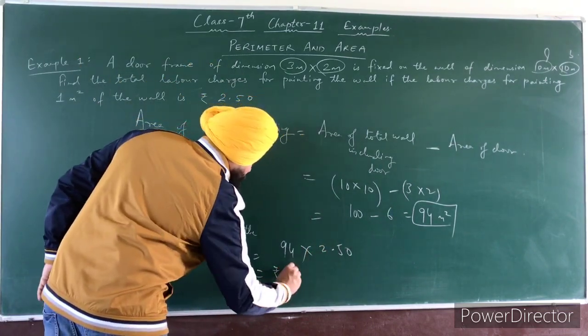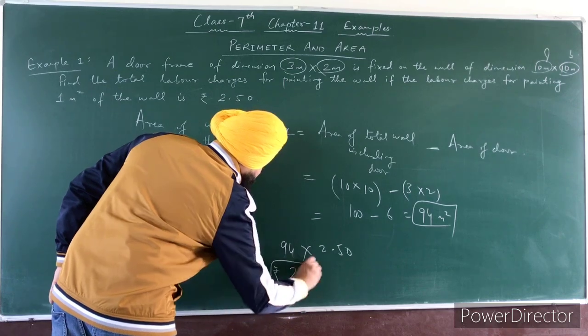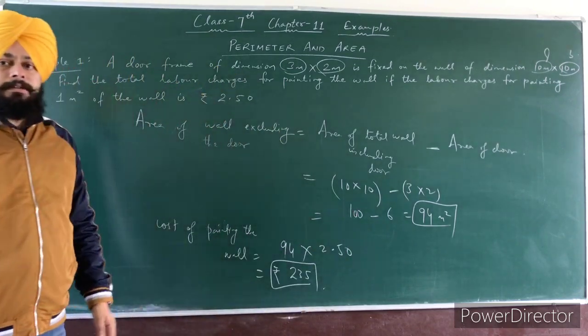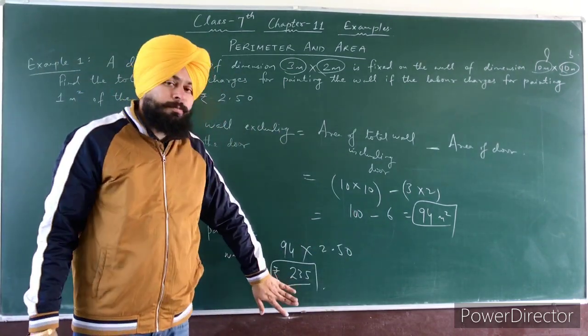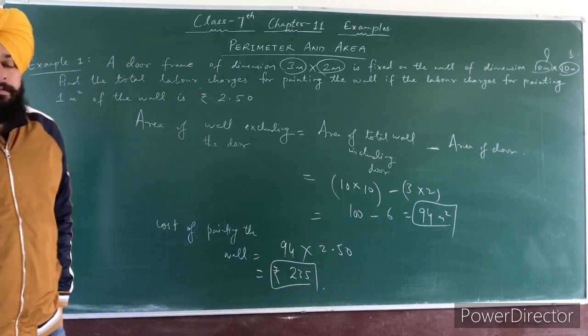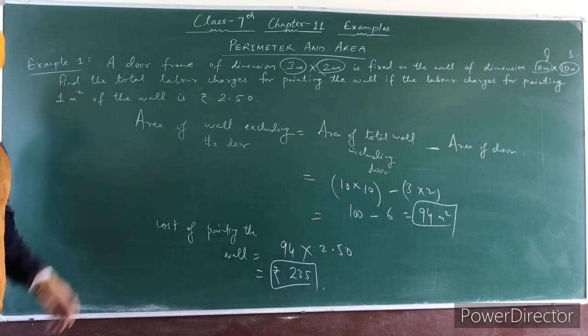So you multiply the total area with this cost, rupees 2.50. So that is how much? Rupees 235. This means the total cost for painting this wall is rupees 235. Alright, so this is your example number first.